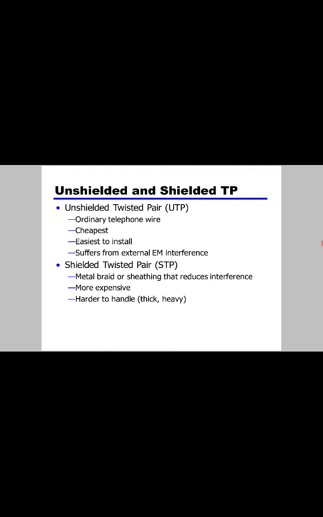So twisted pairs are again two types: UTP and STP. UTP means unshielded. Examples are telephone lines. And shielded twisted pairs means a metal braid covers them. They are more expensive compared to UTPs. Harder to handle means they are very thick, and heavy metals are used.